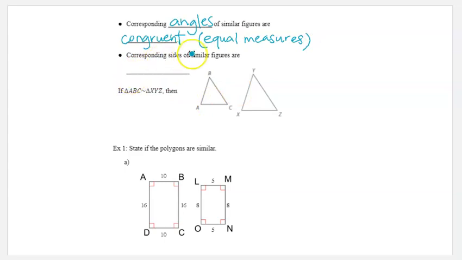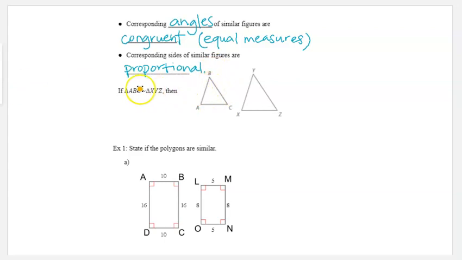And then corresponding sides of similar figures are proportional. Now, they are not going to be congruent like the angles, because that would make the two figures exactly the same and therefore congruent. When they are similar, they have a relationship of the sides, which we call proportional. And we will demonstrate what proportional means on this example here.